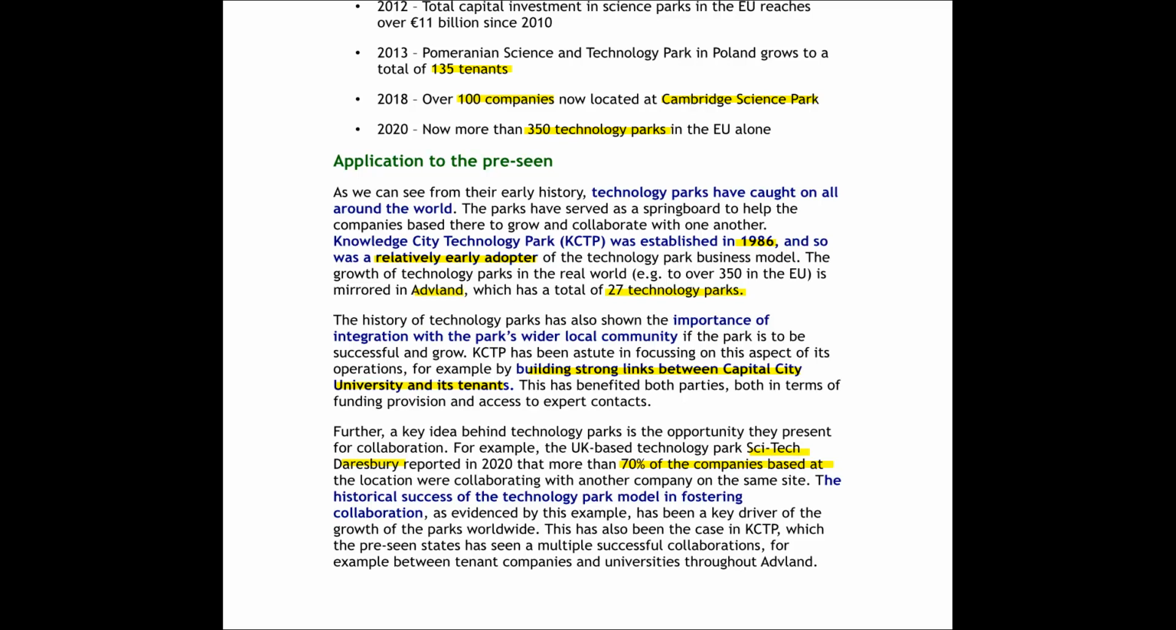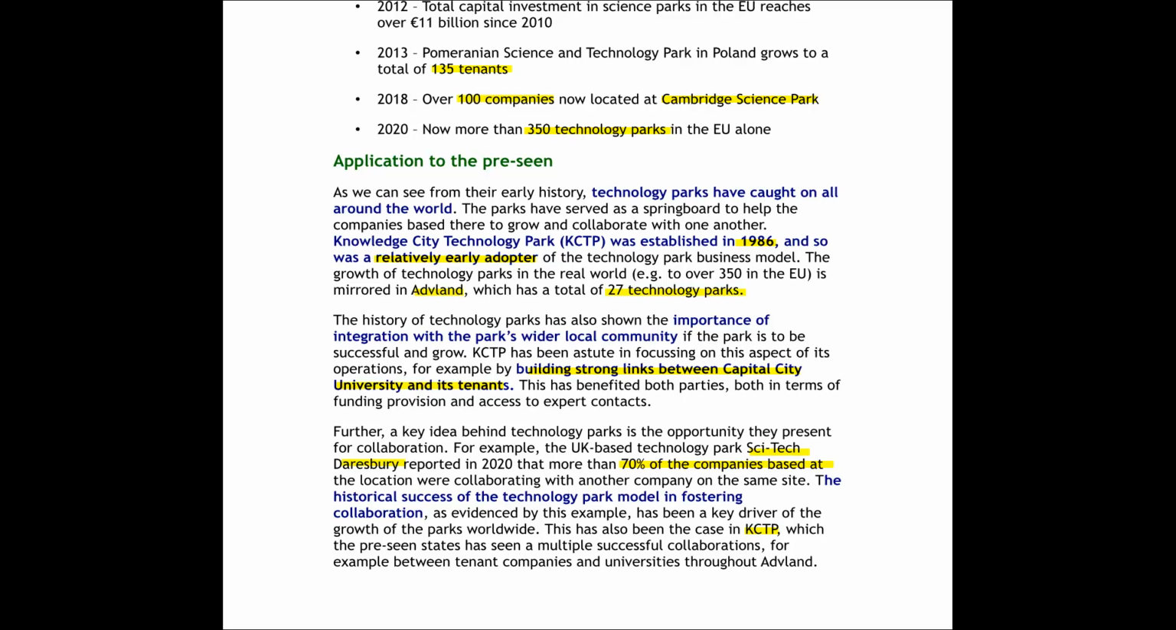So a large amount of the success of technology parks in general can be attributed to this kind of collaboration. The collaboration drives new innovation, new opportunities, things that the tenant companies at the parks couldn't necessarily do by themselves. And this has been the case at Knowledge City Technology Park. So this park has indeed been successful in fostering this kind of extremely productive collaboration.